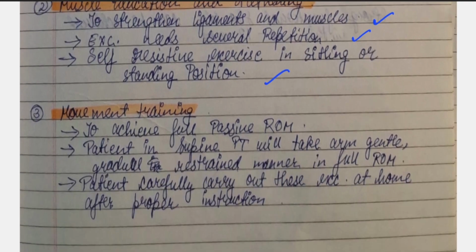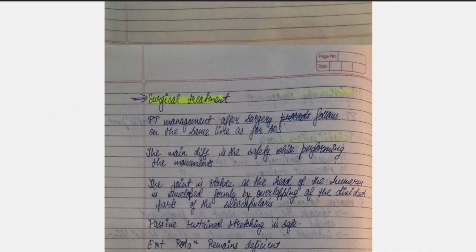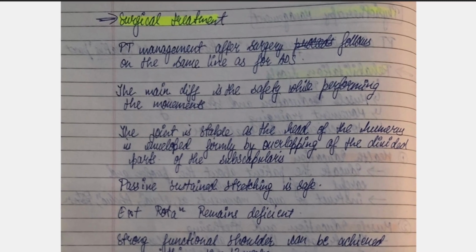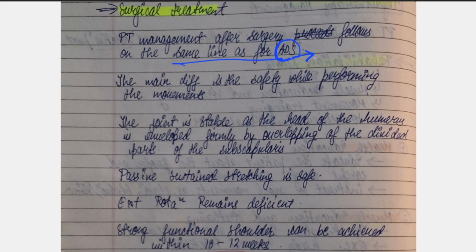Movement training: to achieve full passive range of motion. With the patient in supine, the patient will take the arm through full range of motion in a gentle, gradual, restrained manner. The patient carefully carries out these exercises at home after proper instruction. Now, for the surgical treatment, after surgery the patient follows the same line as we saw in our previous video on dislocation of shoulder, under anterior dislocation.